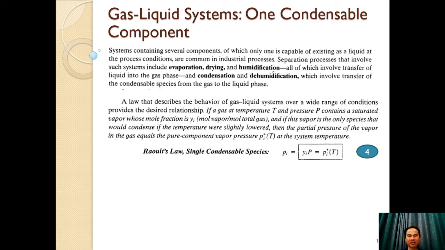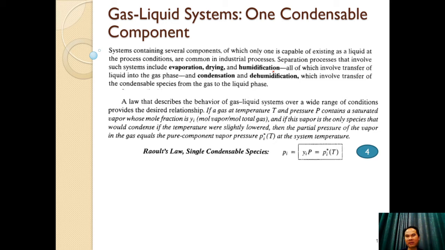Humidification: you would like to humidify the system, so you mix water and air to make humid air. Or dehumidification or condensation. In condensation, we would like vapor to become liquid, opposite to vaporization. Dehumidification means you remove some liquid from air. It is the opposite of humidification. In humidification we mix some water in, but in dehumidification we take water out. These are the important applications of gas-liquid systems.